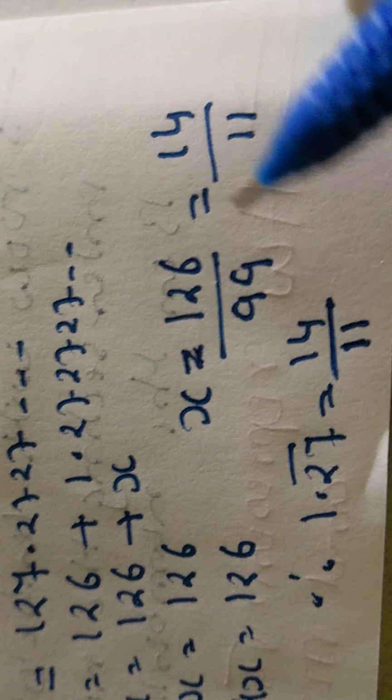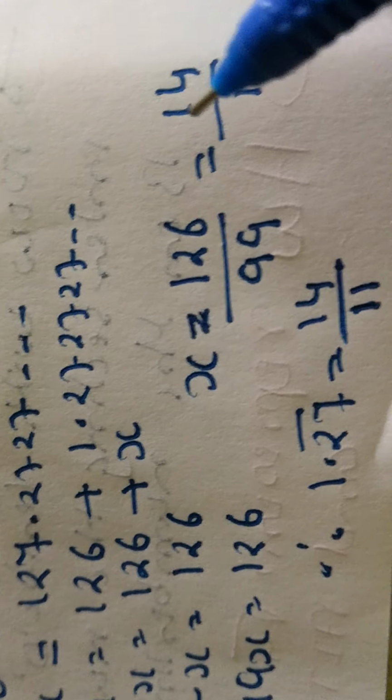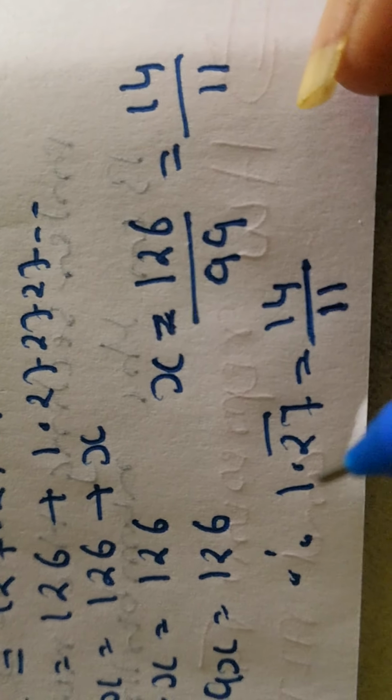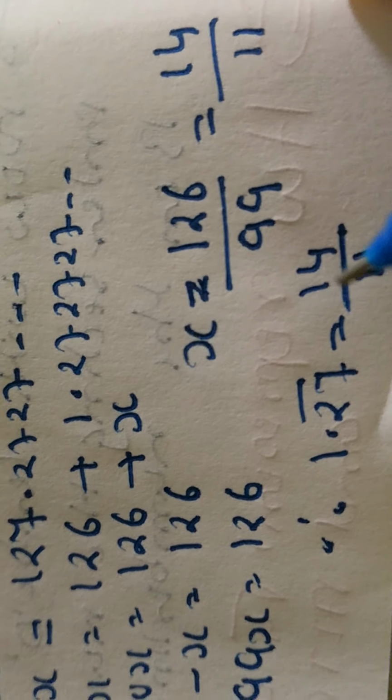So the reduced number, dividing both the numbers by 9, I am going to get 14 upon 11. So 1.27 bar is equal to 14 upon 11.